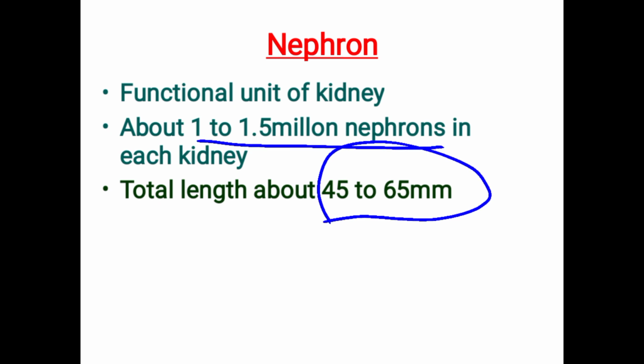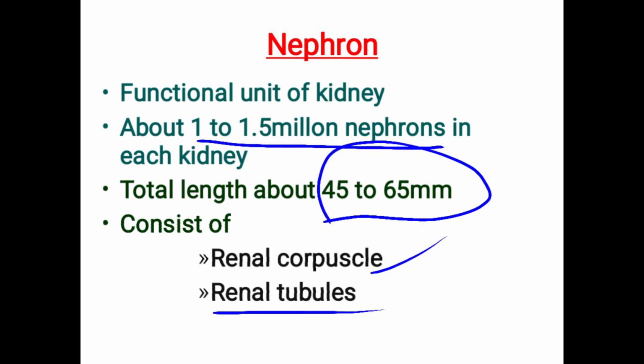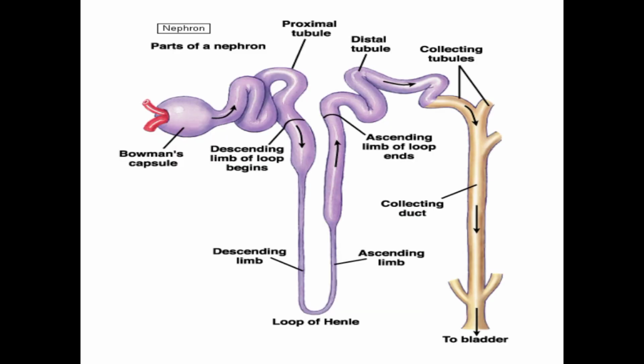The main function of the nephron is filtration of blood, filtration of plasma, then formation of urine. Coming to the structure of the nephron, it mainly contains two parts: one is the renal corpuscle, another one is the renal tubule. Very important. I will explain that part later.